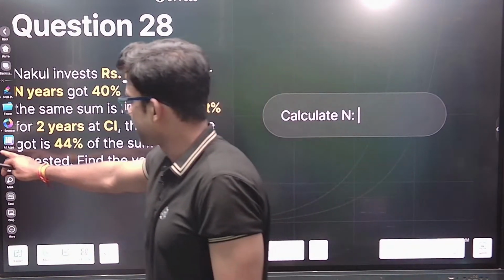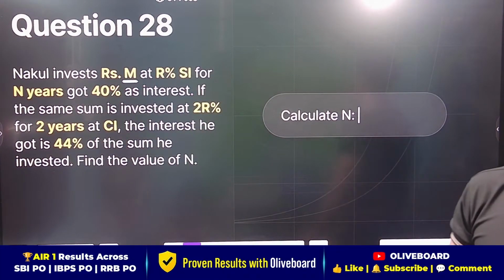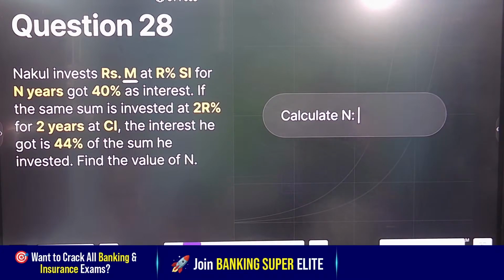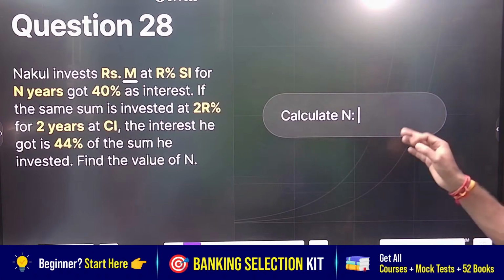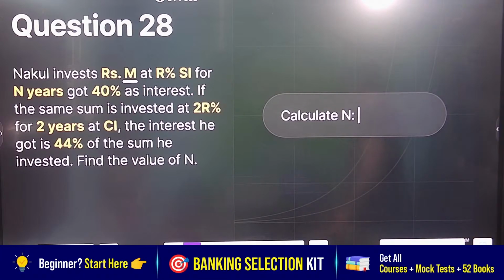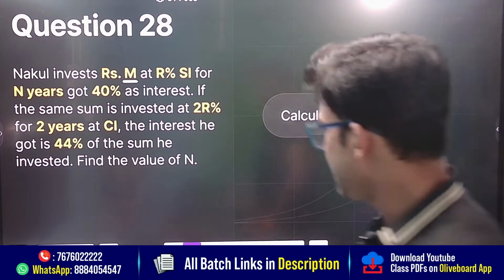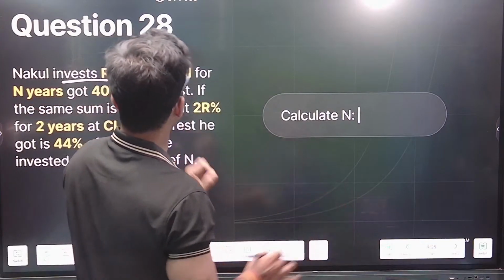Please guys, come here. Have a look. Nakul invested rupees M at R% for N years and got 40% of the interest. 40% means 2 by 5. Now see everyone, this is all variable problem.